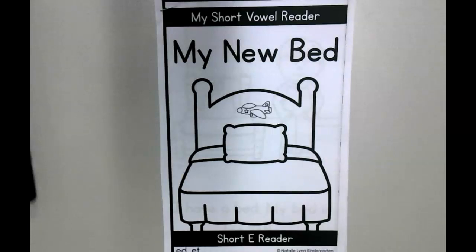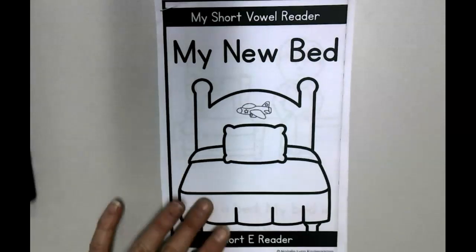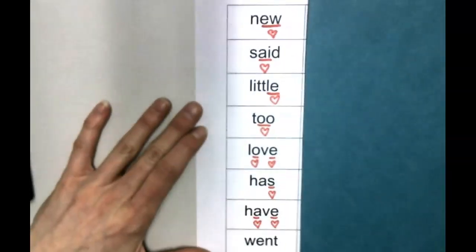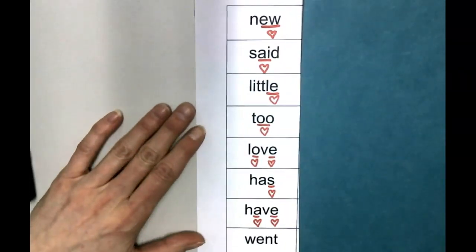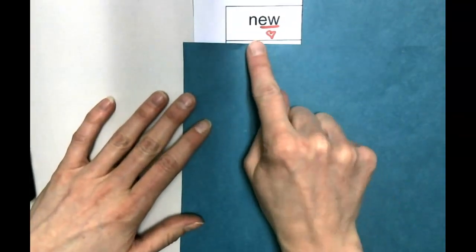Today's story is My New Bed. In this story, we have some different sight words. Here they are. Let's take a look at them as I explain each one to you. The first sight word is new.